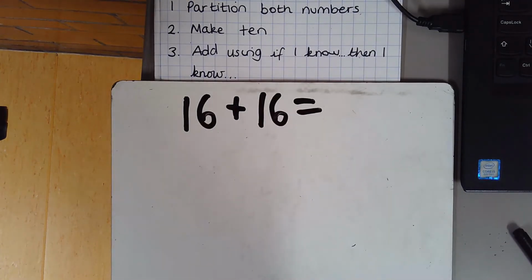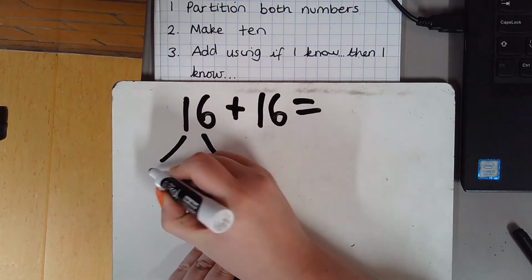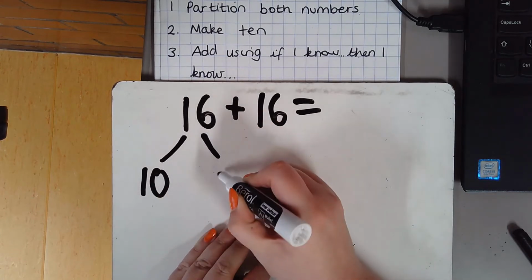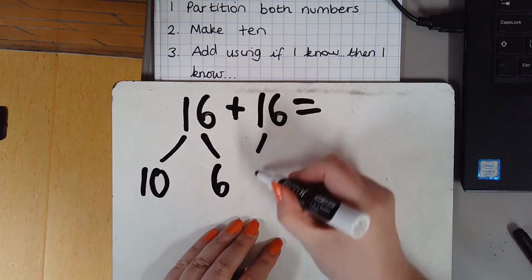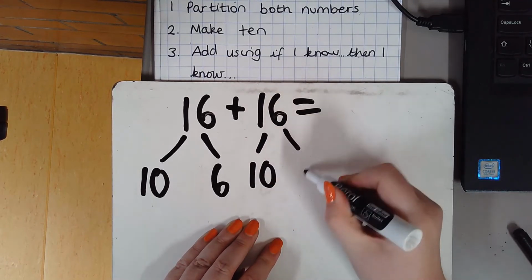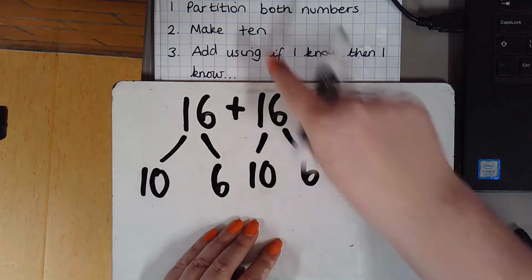Step 1, partition both the two-digit numbers. I have got 1 ten and 6 ones. And over here I've got the same number, so I've got 1 ten and 6 ones. Step 1, done. Next step, make 10.